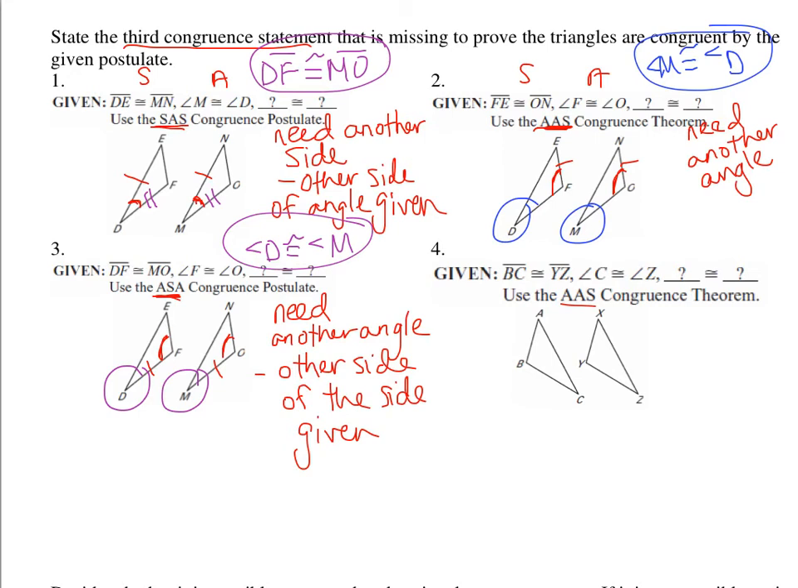For the last one, BC is congruent to YZ, angle C is congruent to angle Z, and we need angle angle side. So we have an angle and we have a side, so we are missing another angle. And just like we saw before, the angle can't be on the other side of our side because then it would be angle side angle. We wanted the two angles to be next to each other and the side off to the edge. So our angle that we're missing then is going to be our A and our X. So angle A congruent to angle X.